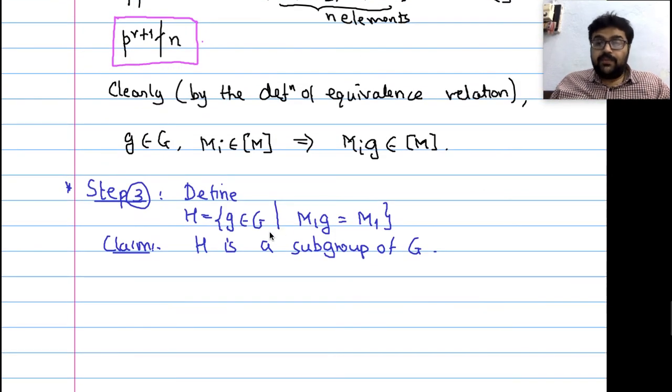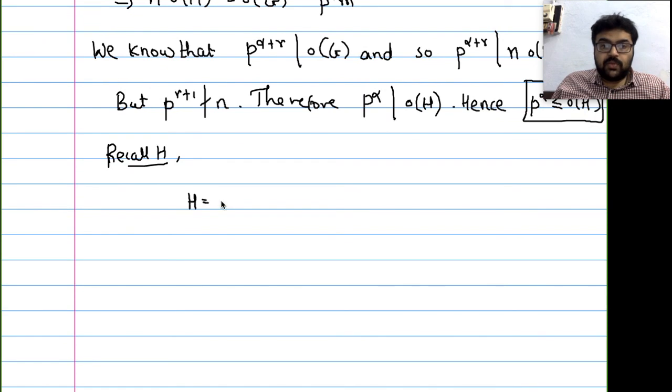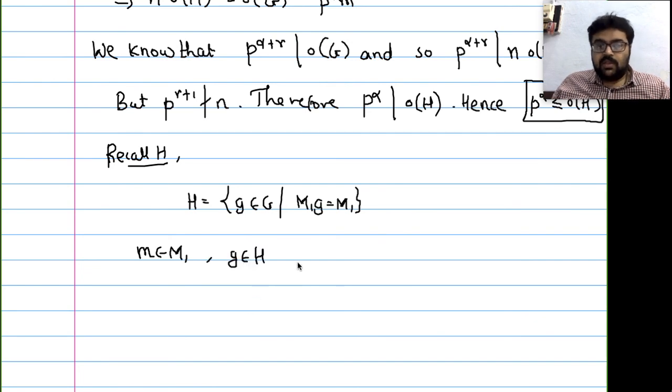H is all those G for which M1G equals M1. All those G in the group for which M1G equals M1. So if I take an element M in M1 and if I take an element G in H, then what is the product? So this implies M1G, M in M1 and G in H, so the M1G equals M1. So that means M1G belongs to M1.